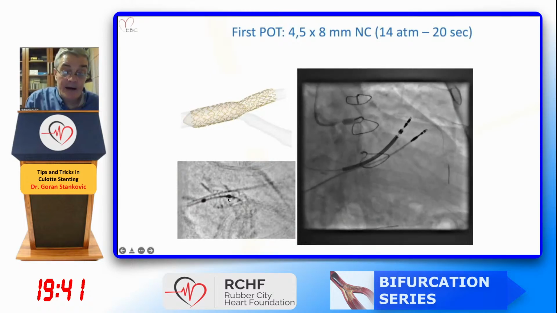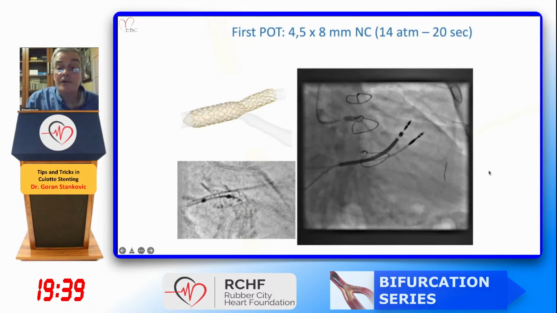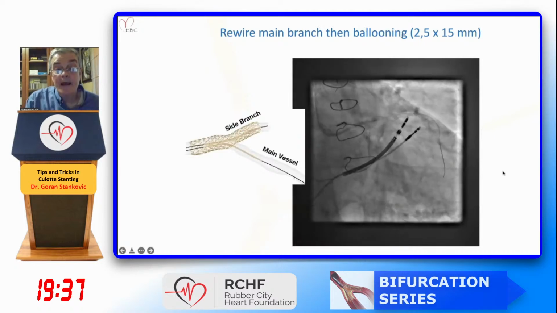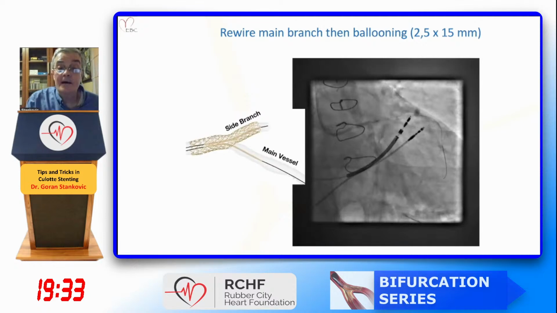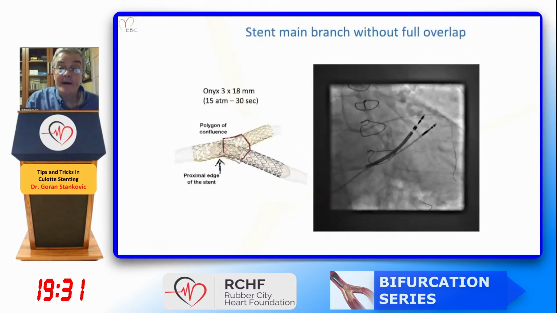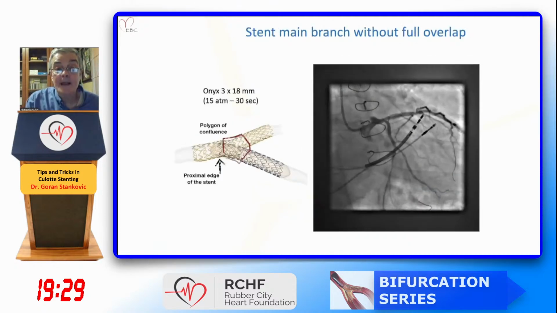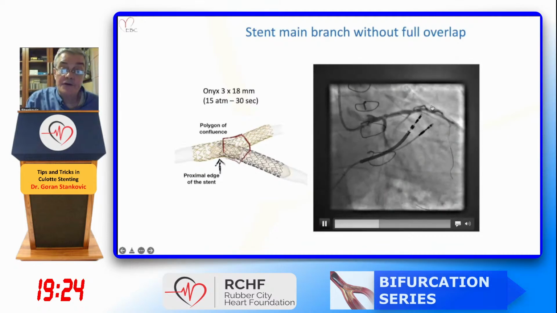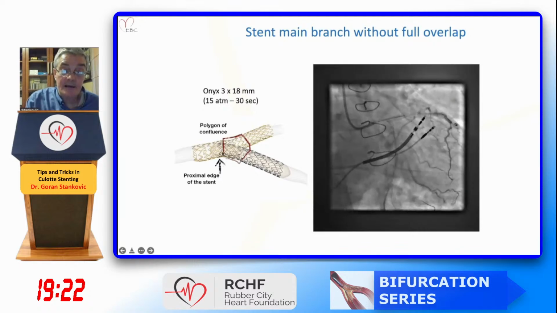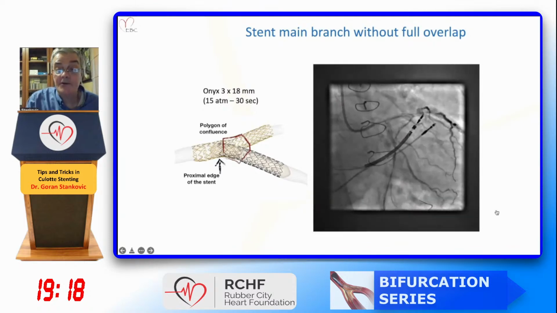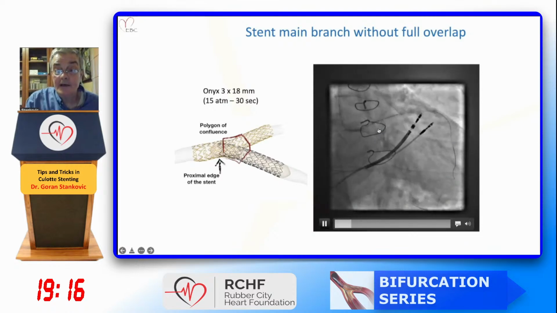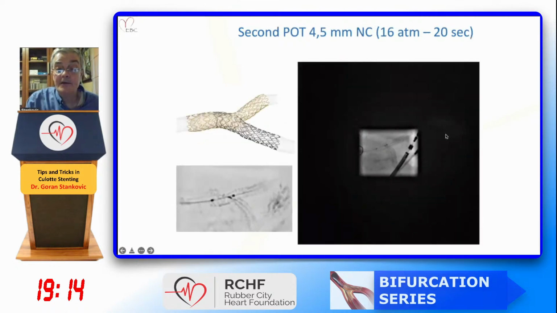So distal marker exactly in front of the carina. And then after POT, rewiring and then ballooning with a 2.5 by 15 balloon. Stent the main vessel without full coverage. So in this case, just slightly longer than the polygon of confluence. This is the proximal edge of the stent. You see it's not covering until the ostium.